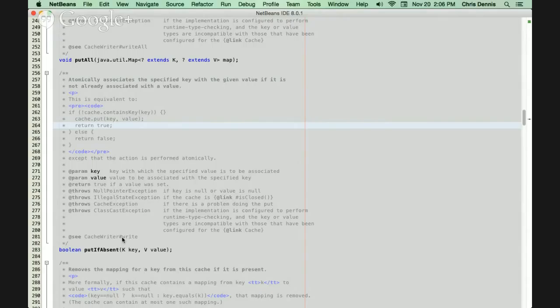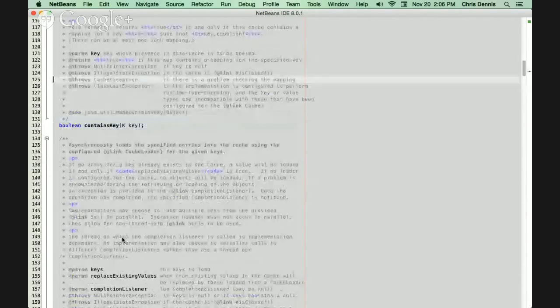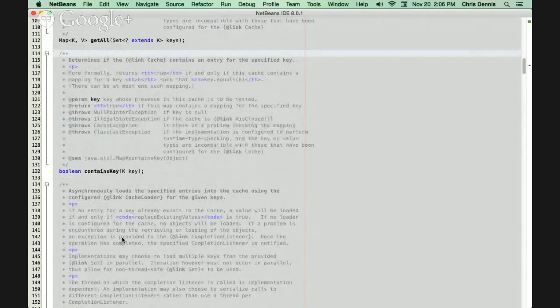If I call containsKey on a cache with a cache loader and the key is not in the cache, do you call the loader? My understanding is no, you don't. That's what the spec says: determines if the cache contains an entry for the specified key. Returns true if and only if this cache contains a mapping for a key such that key equals k. And it explicitly does not invoke the loader.